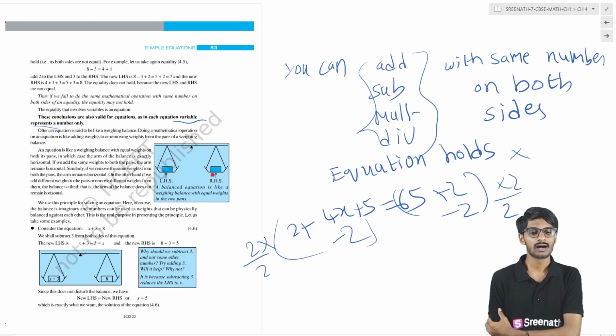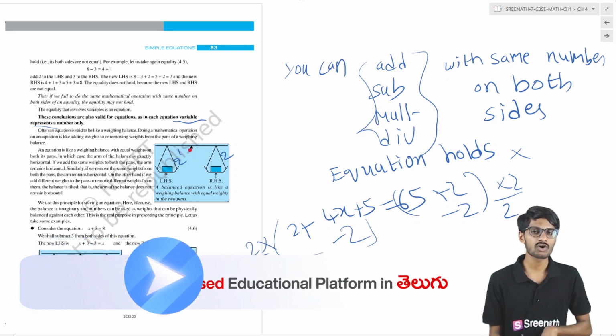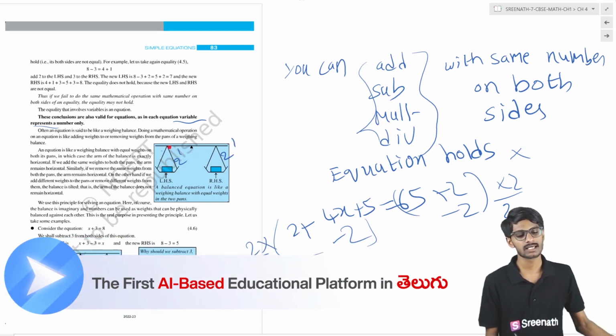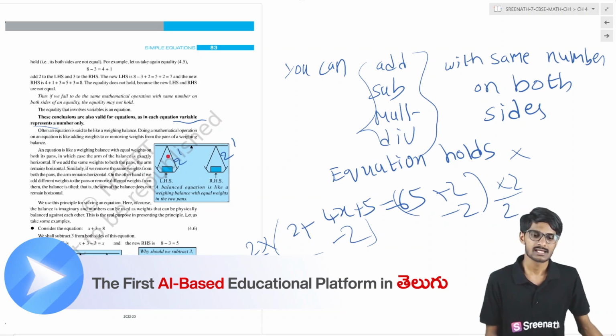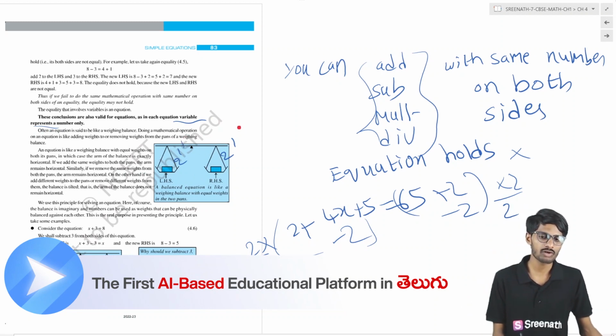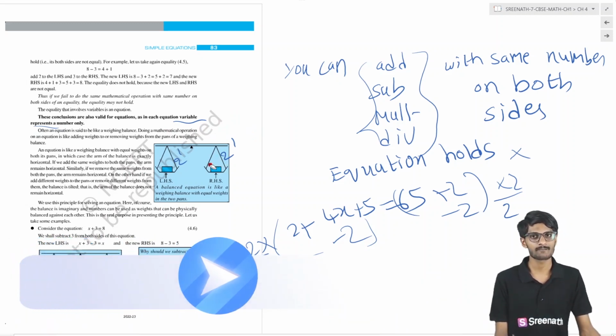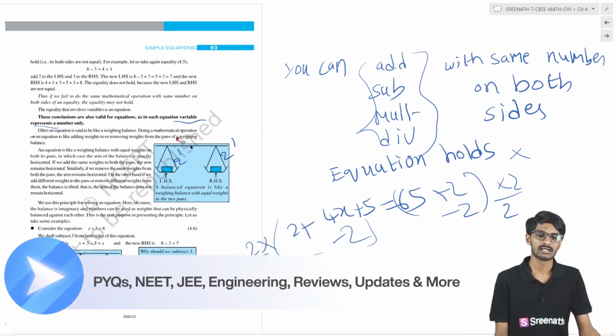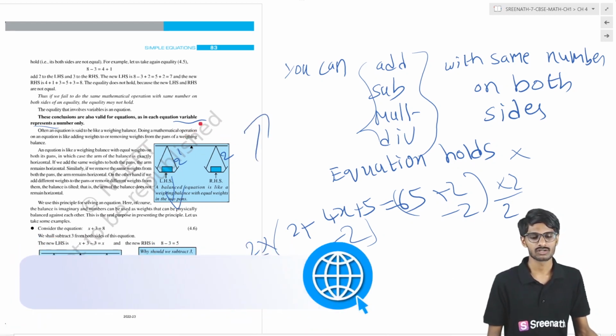This is similar to a weighing balance. There is a balance and there is 2 kg here, 2 kg here. If you add 1 kg on the left side and 1 kg on this side, it again comes to balance. There is no problem. Even if you add one more on each side, it will not change. Even if you remove one from each side, it will not change. But if you add one and remove one, then it will go down on one side and up on the other, so the equality will be disturbed.